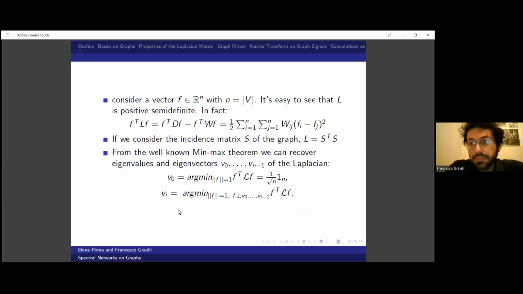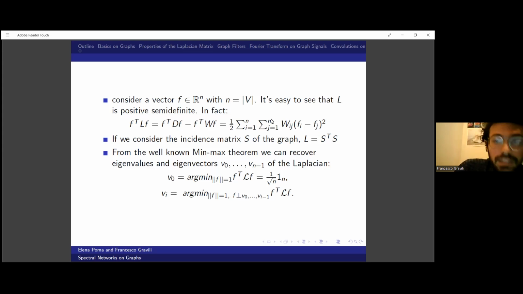Obviously, the Laplacian has some interesting properties. It is positive semi-definite. Here we can see it: if we have a vector f, with n the number of nodes, then f transposed multiplied by L multiplied by f is equal to this product here, and is positive. We can construct the Laplacian from the incidence matrix of a graph, multiplying its transpose by itself. Then by the usual min-max theorem, we can recover all the eigenvalues and the relative eigenvectors of the Laplacian. Here we normalize, but actually it's the same thing.